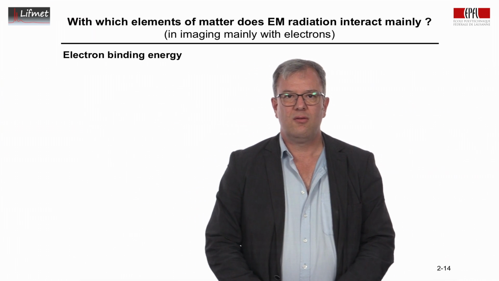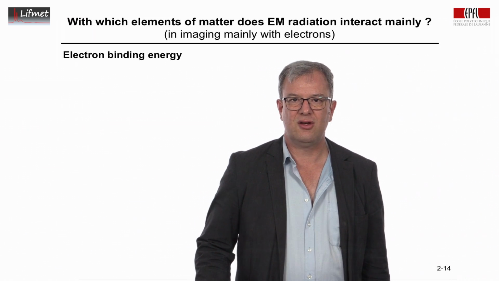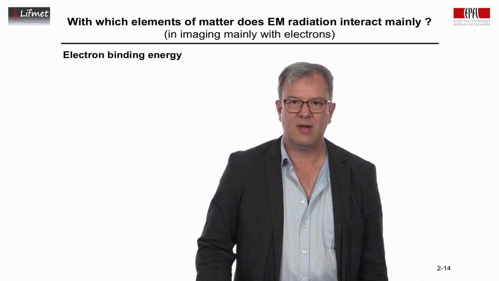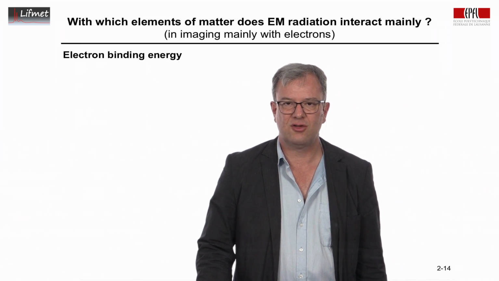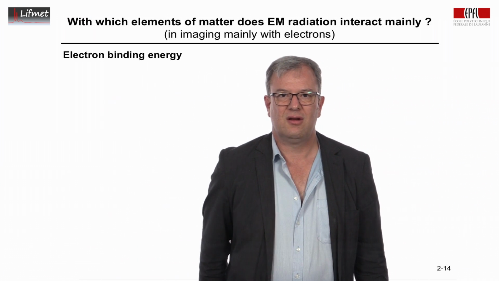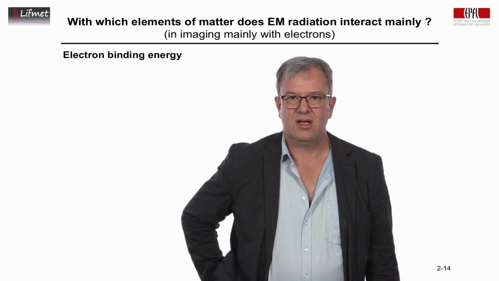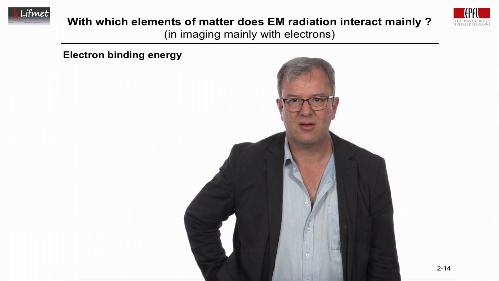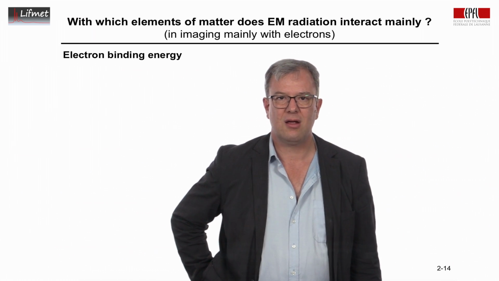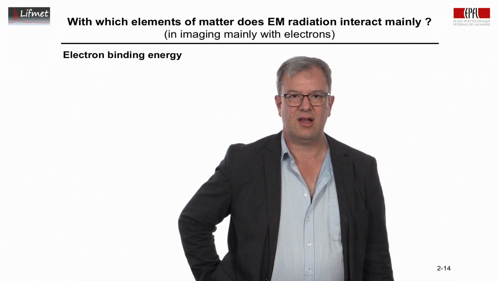So now we're looking at the interaction of electromagnetic radiation with tissue, or matter here; basically we'll talk about the interaction with matter. What are the elements that we have in matter that electromagnetic radiation can interact with? Basically, we've got the nucleus and we've got the electrons. Now in imaging, we are mainly concerned with the interaction between X-rays and electrons.